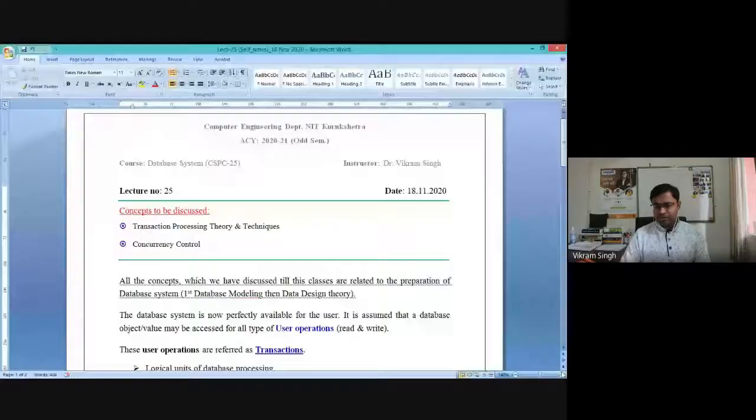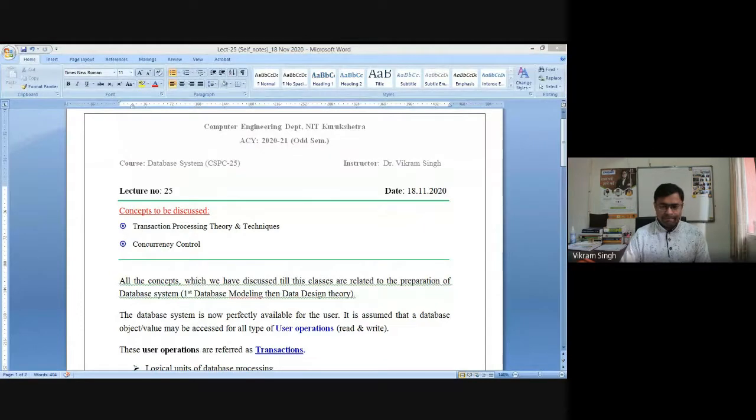So let's understand what the transaction means. That's the next objective of the chapter. I think this screen is visible to you, so I can see these notes.